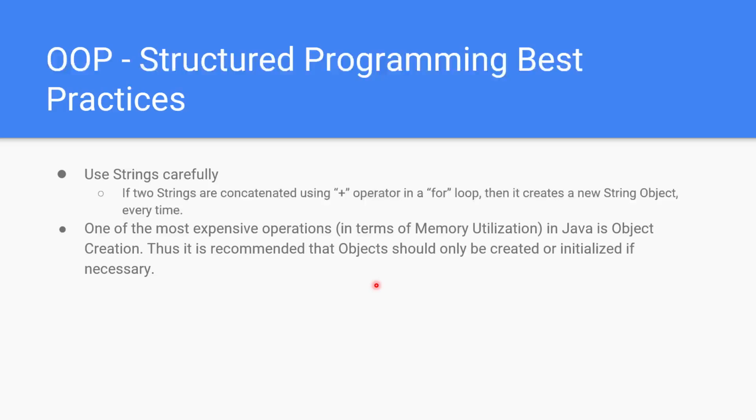Also, one of the most expensive operations in Java as far as memory utilization is object creation. So there's a general recommendation to create objects and initialize only when necessary. And also, never create an object within a loop, because you'll either get an error message or you'll get many, many more objects than you intend to have.